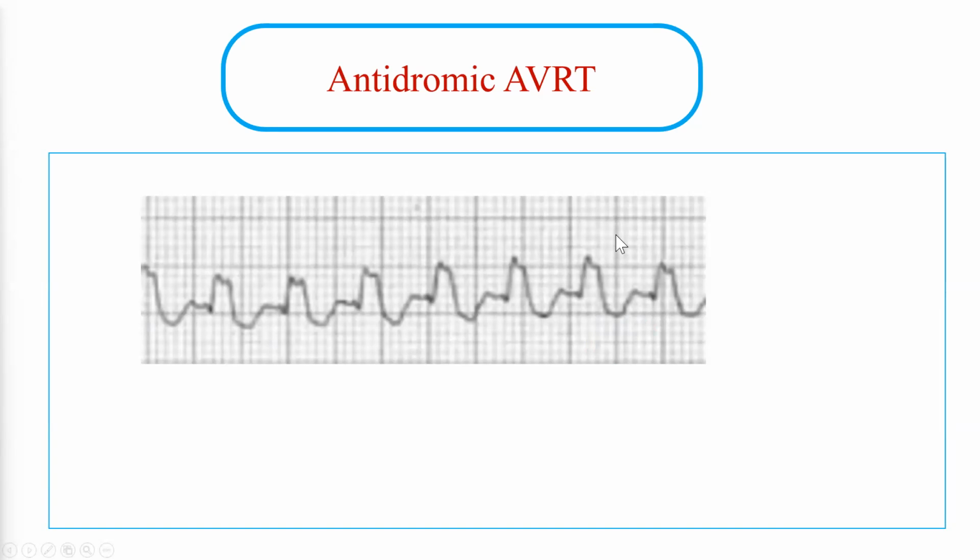Why? Because you still have a fast conduction through the bundle of Kent. And if you give an AV nodal blocking agent, you are blocking the AV node, and after that, you may induce atrial fibrillation. And if you induce atrial fibrillation, the bundle of Kent is still happily conducting everything. So all the atrial fibrillation stimulation will go to the ventricles, inducing ventricular fibrillation, and the patient will die because of cardiac arrest. So you have to be careful of that. And that's it. Thank you.